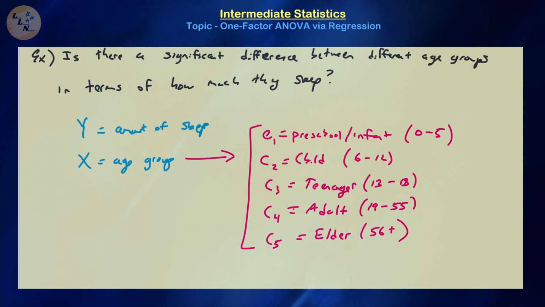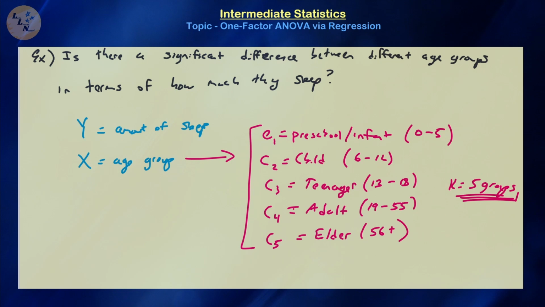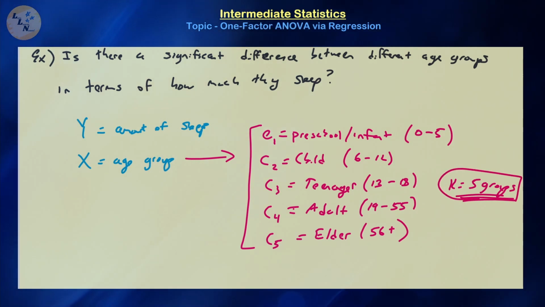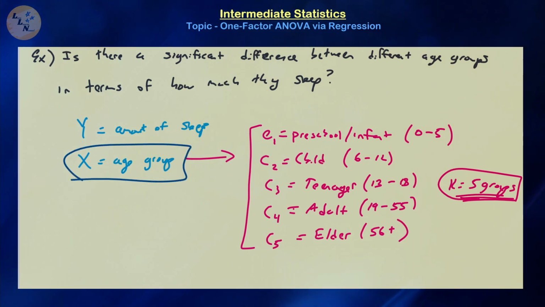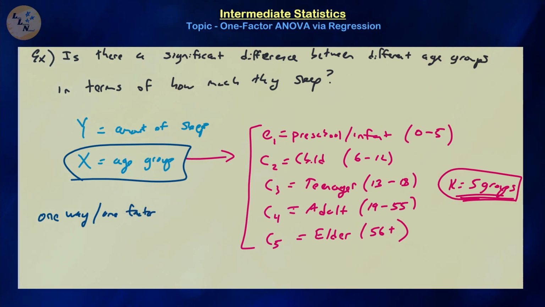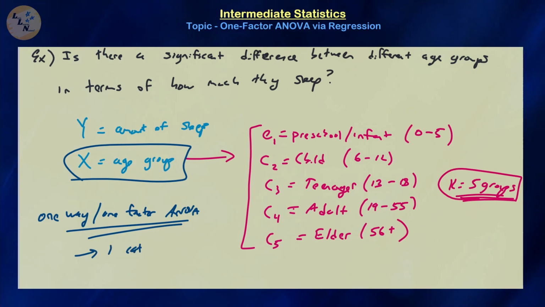Okay, so notice that in this case we have k equal to 5 different groups for which we're going to sample. Okay, and in terms of the amount of categories, because technically this age group is a categorical variable, notice we're only going to be analyzing one of them. This is what makes this ANOVA method a one-factor or a one-way ANOVA. So a one-way or a one-factor ANOVA only considers one categorical variable.